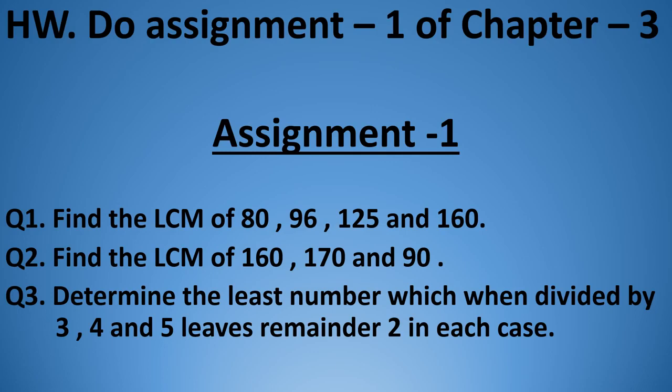So find out the LCM of 3, 4 and 5. Now it is asked which leaves remainder 2 in each case. Which leaves remainder 2 in each case means that the LCM is exactly divisible. So how do we get the remainder? When we add 2 to that. So find out the LCM and then add 2 to it. You will get the number which is divisible by 3, 4 and 5 leaving remainder 2 in each case.